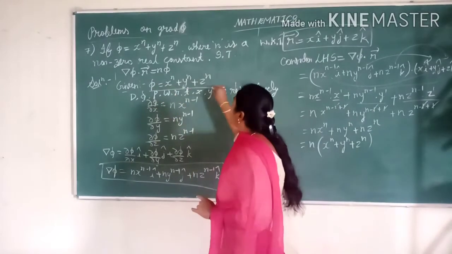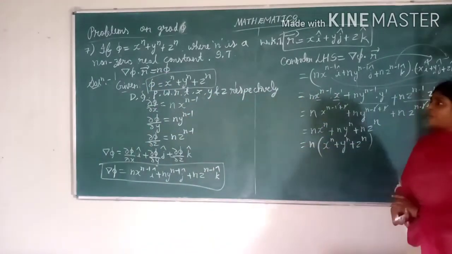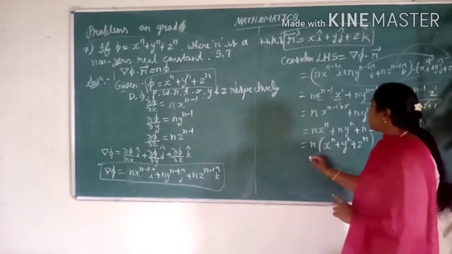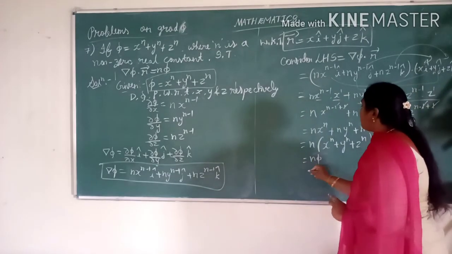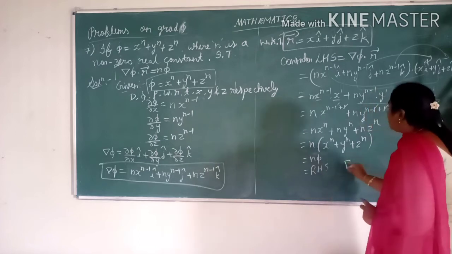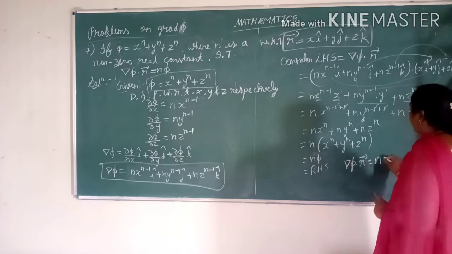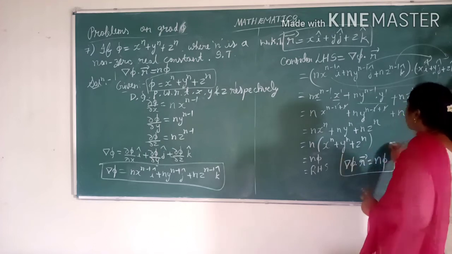What is the pi value? x to the power of n plus y to the power of n plus z to the power of n is given as pi. Then substitute. That is called n pi. This is the RHS. Therefore, we have proved that grad pi dot vector r is equal to n into pi. This is the proof of the given problem.